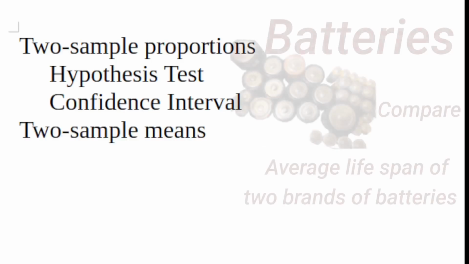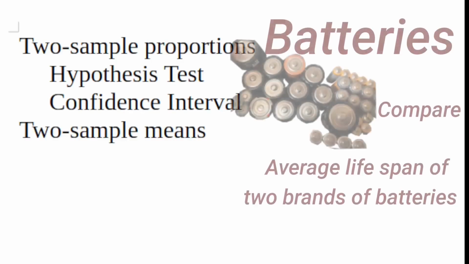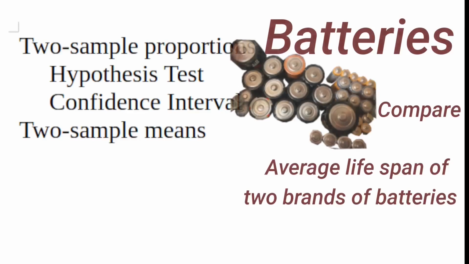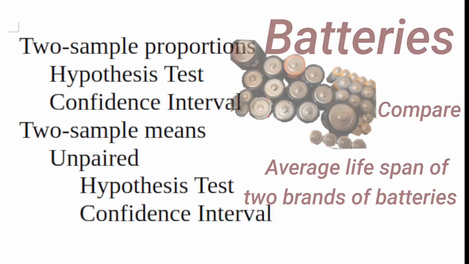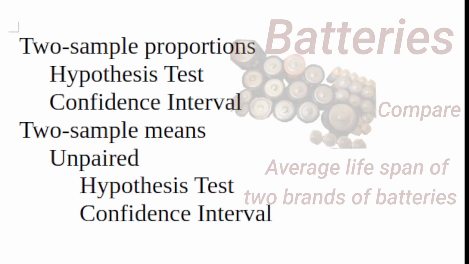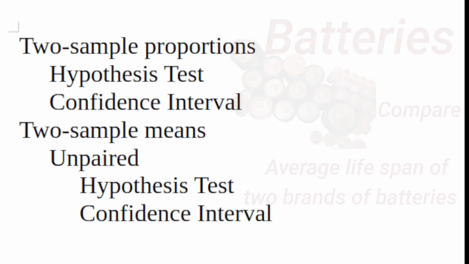We might be interested in 2 companies who are producing batteries. And the question might be, is the average lifespan of the batteries from one company less than, greater than, or not equal to the lifespan of the other company's batteries? The example that we just gave with the batteries was a hypothesis test for unpaired means. Alternatively, we might be interested in calculating a confidence interval for the difference of those 2 means.